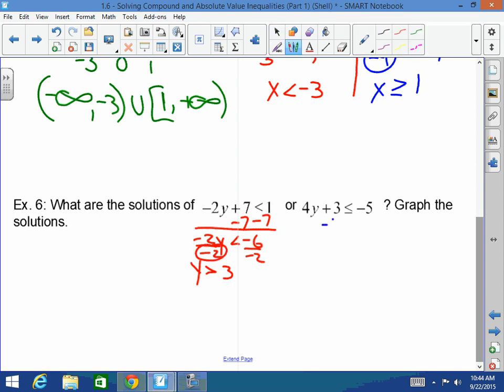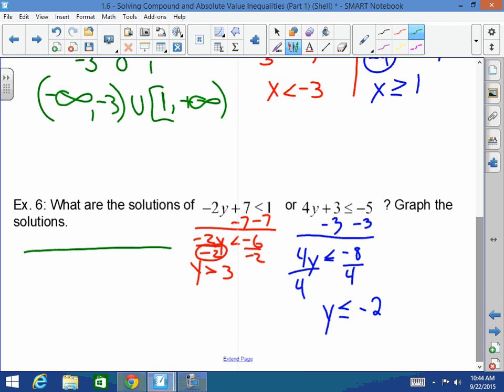And then on this side of the equation, I got negative 3 that I subtracted both sides. 4y is less than or equal to negative 8. Divided by 4. Y is less than or equal to negative 2. Notice I did not flip the sign because I did not multiply or divide by a negative.